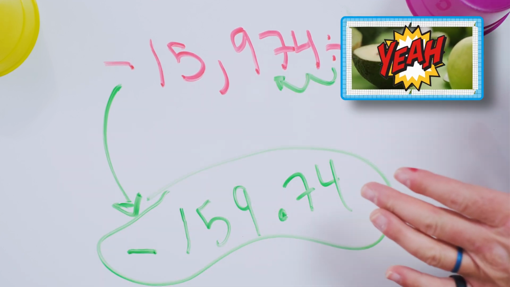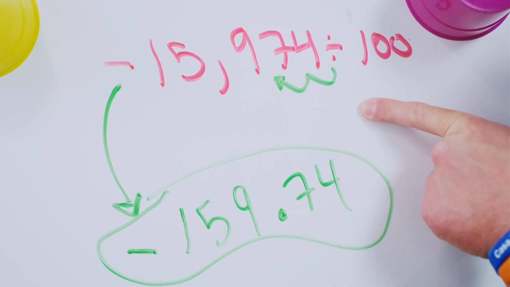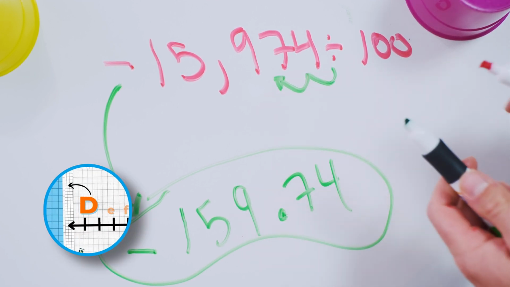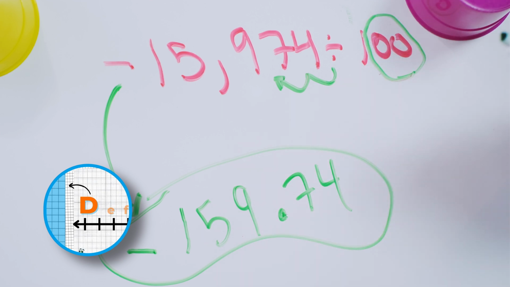You're done, Inspector Gadget. You divide by 100. You move the decimal over to the left by 2 places because there are 2 zeros here. That's the shortcut, and it makes life wonderful.